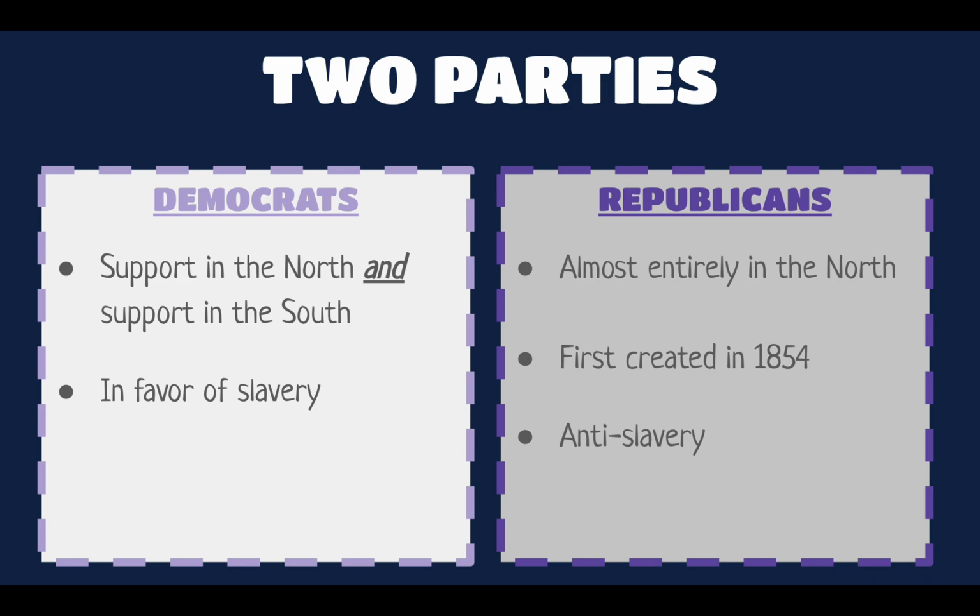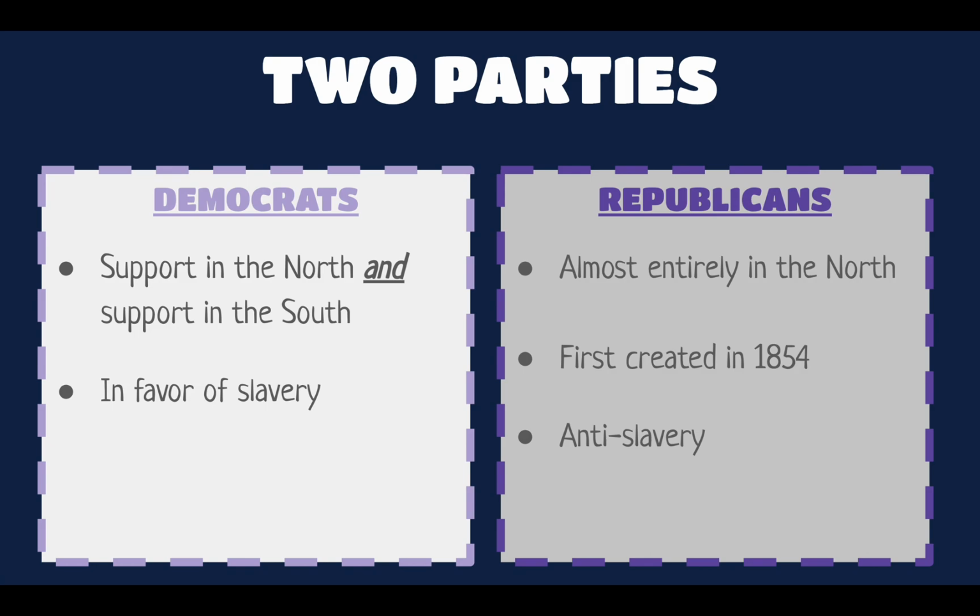One is the Democratic Party, which had support in both the North and the South, and typically was in favor of slavery, although that certainly wasn't their only party platform, which contributed to the fact that they had support across the country. We will see that the issue of slavery is going to lead to a division within the party itself and help determine the outcome. But the Democrats are a national party in 1860.